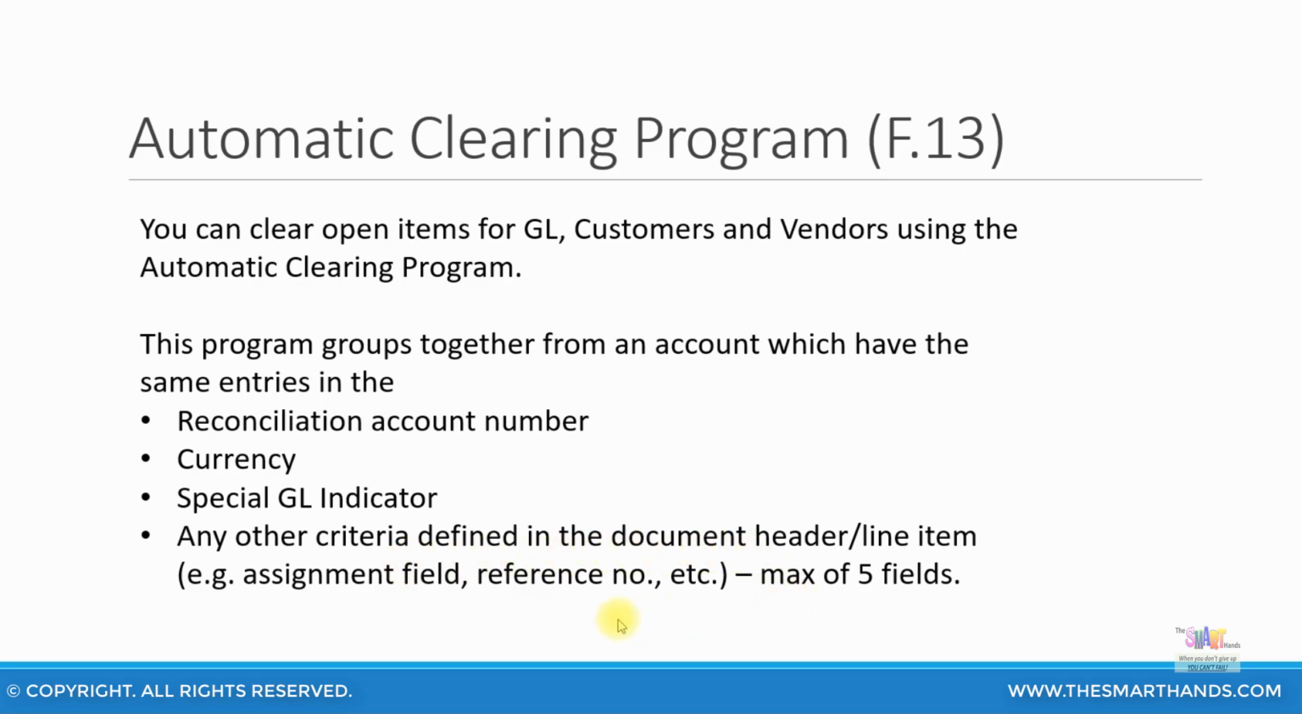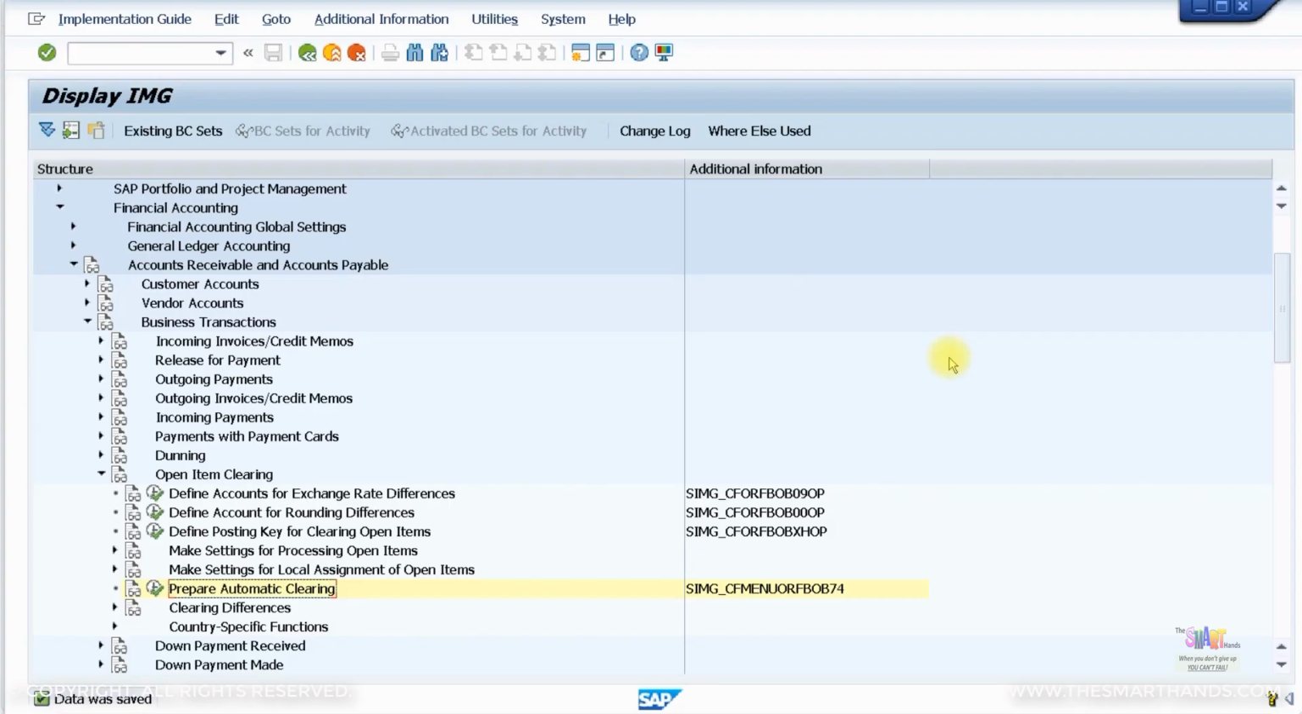Now, when you go to the SPRO configuration menu path, we'll see how we can configure this. Then you'll have a better understanding of how the automatic clearing program works. Let's look at the configuration settings to make automatic clearing possible. We look at the SPRO menu path: Financial Accounting, AR and AP, Business Transactions, Open Item Clearing, and we come to Prepare Automatic Clearing. OB74 is the short transaction code.